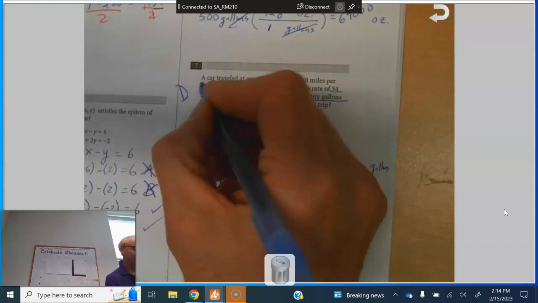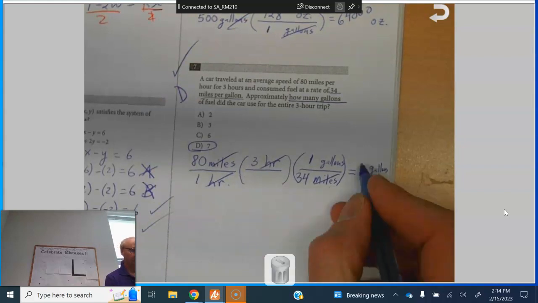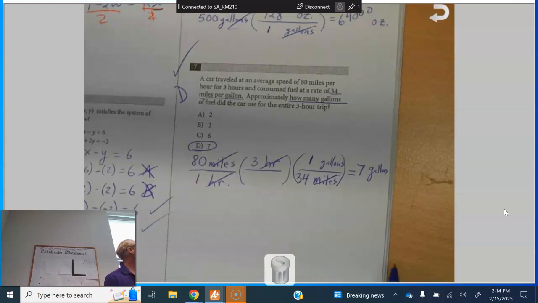Now, for me, I would put a D and a check mark. To check it, you could always take the 7 gallons and see how far you can go. See if you can actually go the 240 miles.